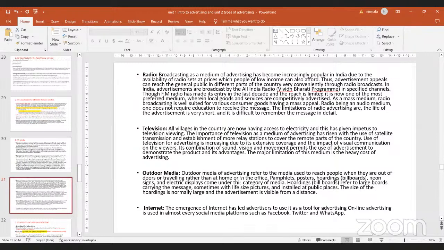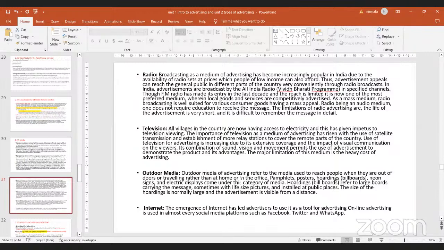A radio set is affordable to many of the consumers in our country. Even below the poverty line, people can afford to have a radio set. Or else the radio medium is also available in your phones. When you tune into a particular radio station, you can listen to the programs.